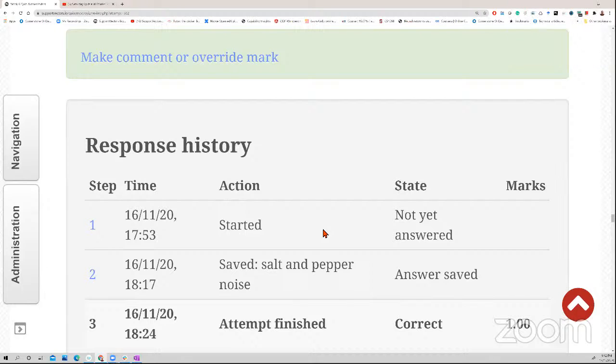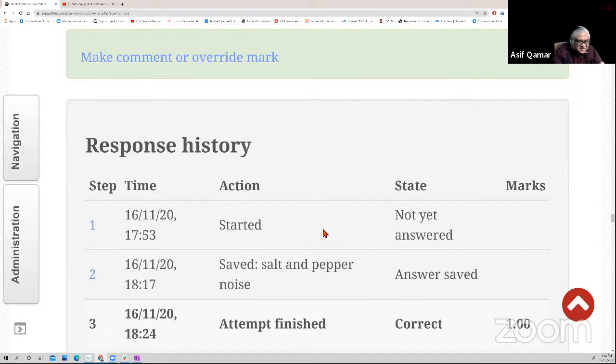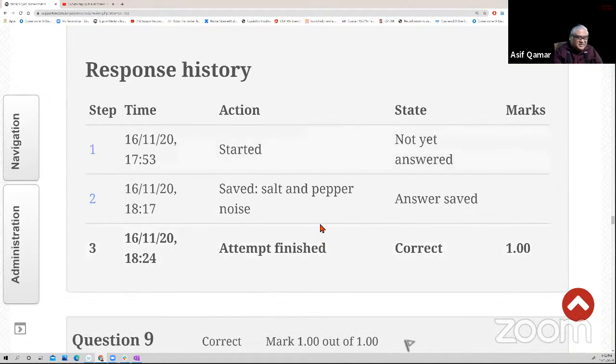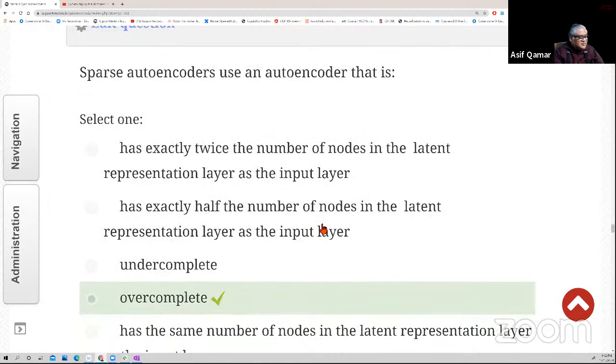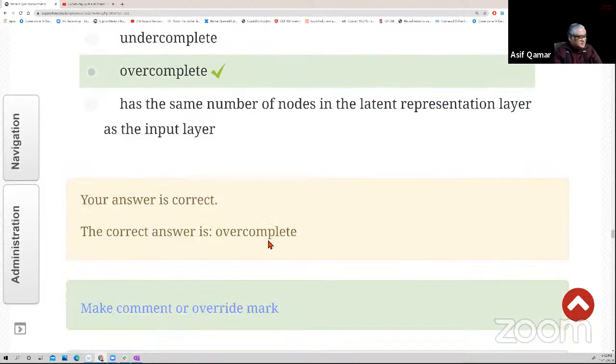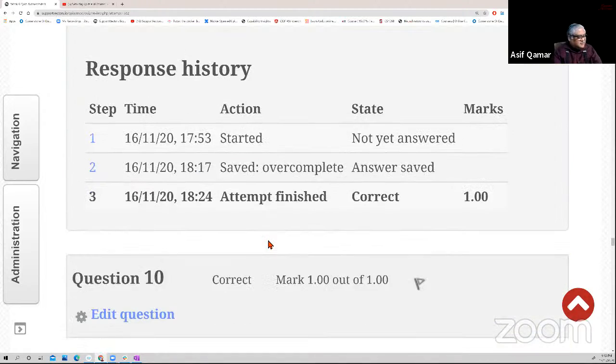You got that, Sanjay? Yeah. So Gaussians will shake it a little bit most of the time and a little more a few of the times. Salt and pepper will be just extreme. So, of course, sparse autoencoders use an overcomplete representation. It was a simple, straightforward one. Next question.